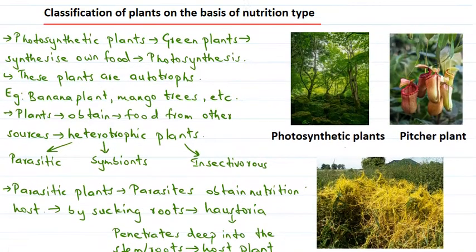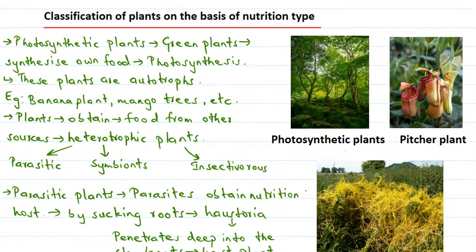So we saw that there are different types of plants based on their nutrition type. First we discussed photosynthetic plants. We saw that these are green plants that can synthesize their own food by the process of photosynthesis, because as they are green plants, they contain the green pigment called chlorophyll that helps in the process of photosynthesis. So these plants are basically autotrophs.